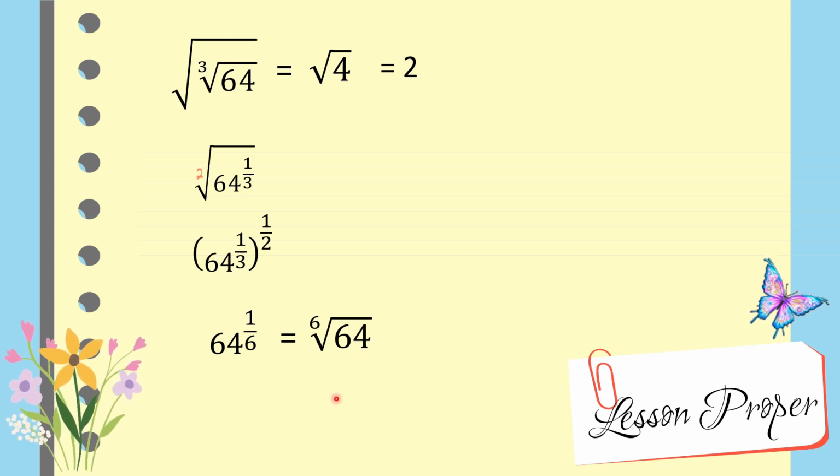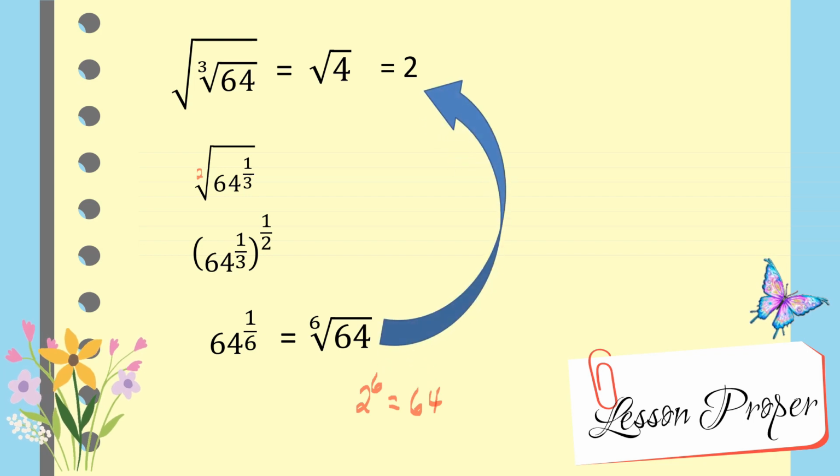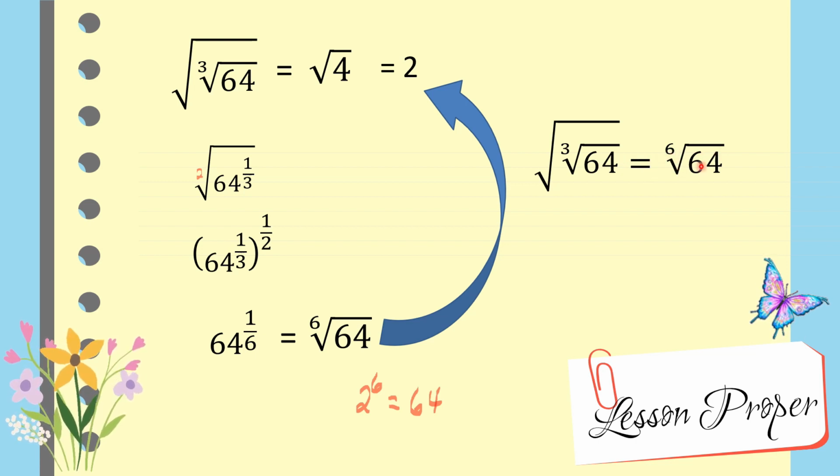Can you give me a number which when multiplied by itself 6 times will give an answer of 64? Is there such a number? Yes, the answer is 2. Why? Because 2 raised to 6 is equal to 64. So the 6th root of 64 is equal to 2. Therefore, the square root of the cube root of 64 is equal to the 6th root of 64.